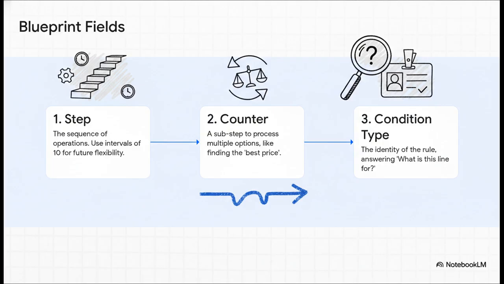Next is the counter. Think of this as a tiebreaker. It helps the system compare 2 things at the same step, like a standard price versus a special sale price, and pick the best one for the customer.